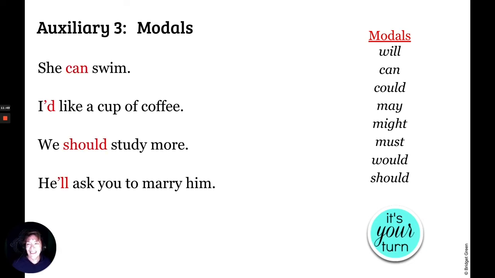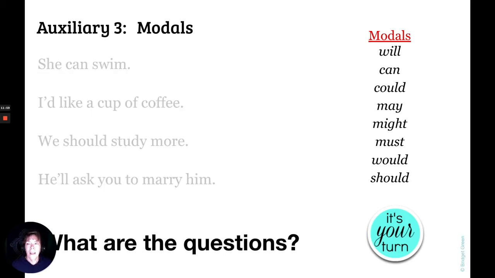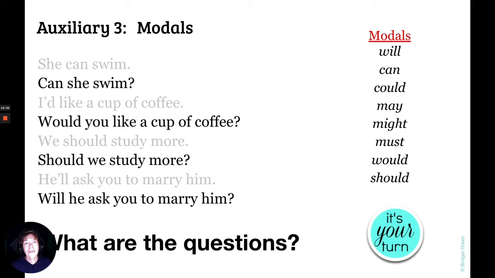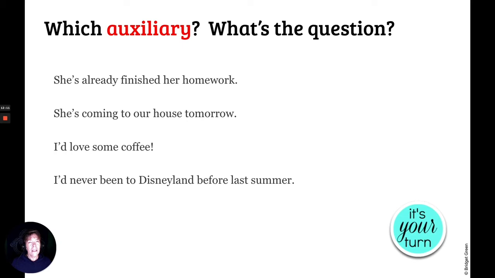Okay, here's the answers. Now, you found the modals. What are the questions? Yes, here are the answers. Notice, you just have to flip. Ta-da! Okay. Sometimes it's a little confusing which auxiliary is there. For example, here in the first two, is that is or has? In the last two, is that would or had?